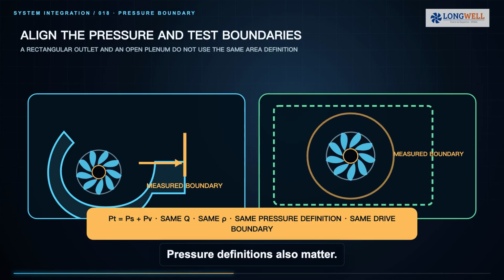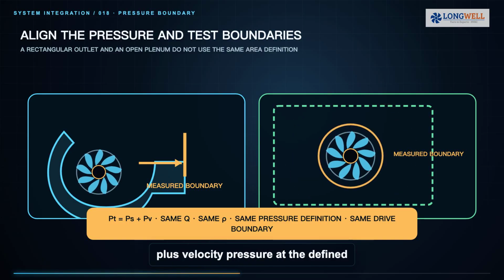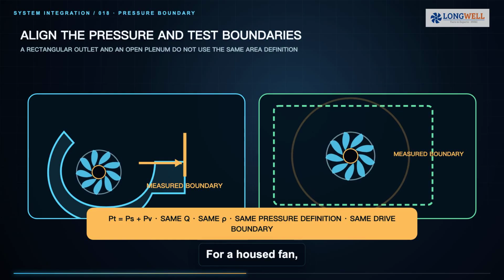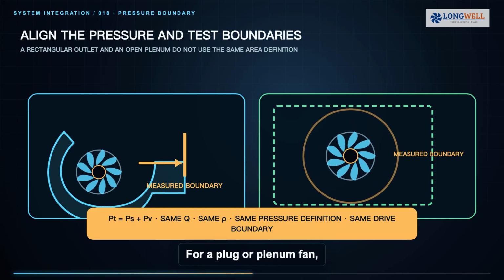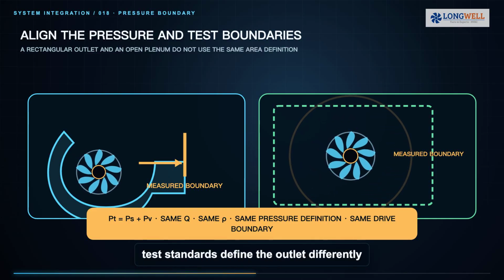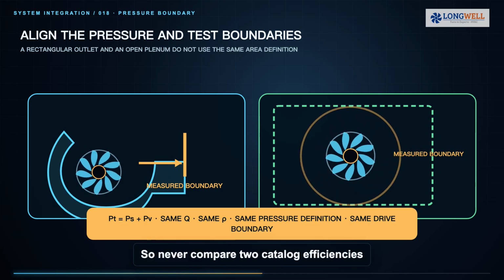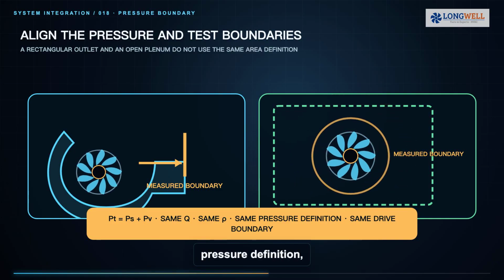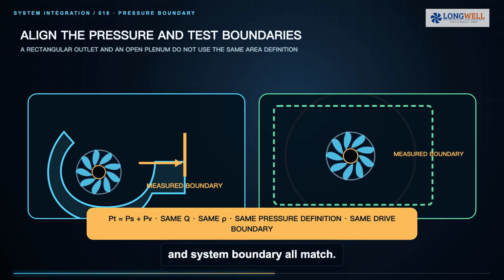Pressure definitions also matter. Fan total pressure equals static pressure plus velocity pressure at the defined fan outlet. For a housed fan, that outlet has a clear rectangular area. For a plug or plenum fan, test standards define the outlet differently because there is no conventional duct opening. So never compare two catalog efficiencies until airflow, density, pressure definition, test category, drive input, and system boundary all match.